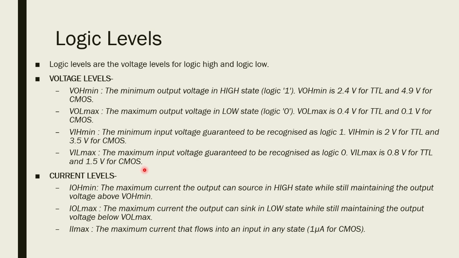So next one that we are going to see is current levels. Here IOH max is the maximum current the output can source in a high state while still maintaining the output voltage above VOH min. And IOL max is the maximum current the output can sink in low state while still maintaining the output voltage below VOL max. Next one is II max, the maximum current that flows into an input in any state.